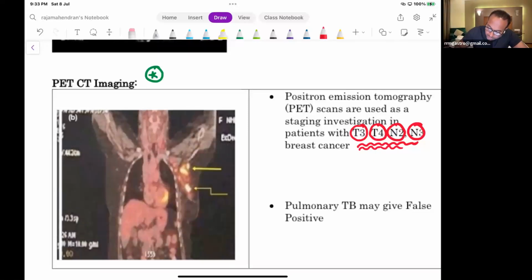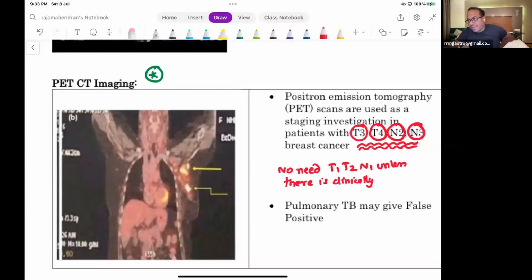T3, T4, N2, N3 will be done with PET. No need in which cases? T1, T2, N1, unless there is clinical metastasis. If there is clinically suspected metastasis, like the patient is having back pain and you are suspecting metastasis clinically, or the patient is having liver enlargement and you are suspecting liver mets, those cases alone you can do in T1, T2, N1.